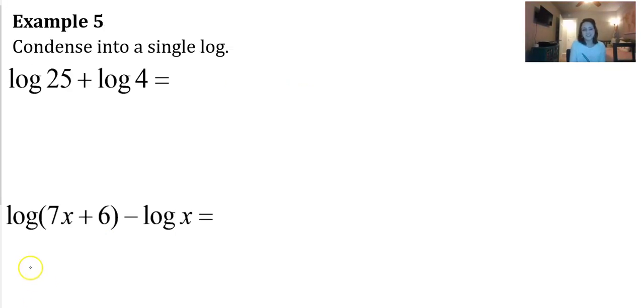All right, see if you can go the other way around. Example 5, condense into a single log. Go ahead and copy this and try it on your own. Hit continue when you're ready to check.